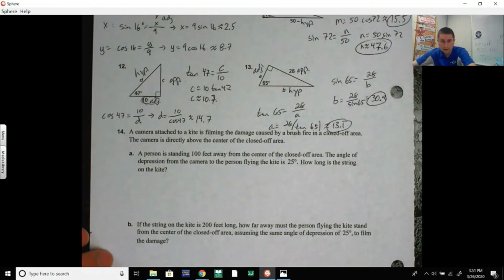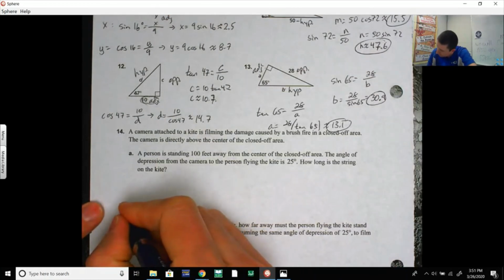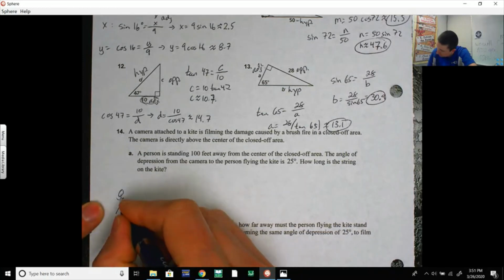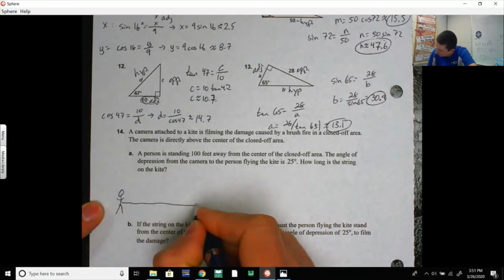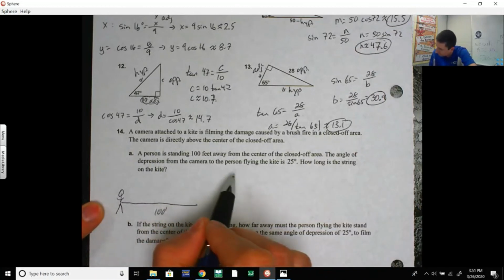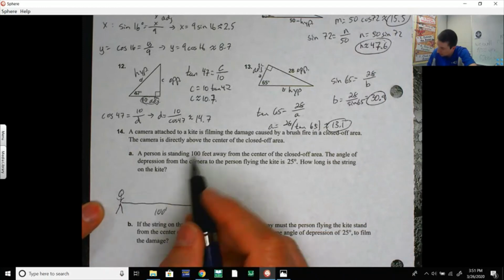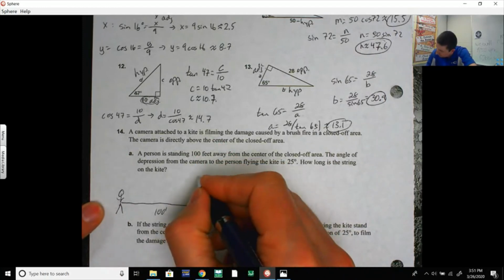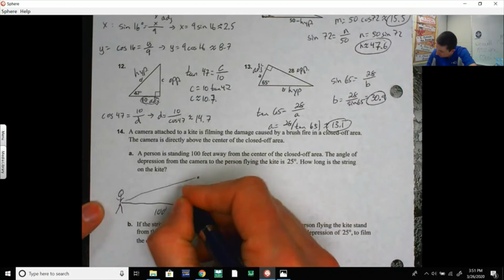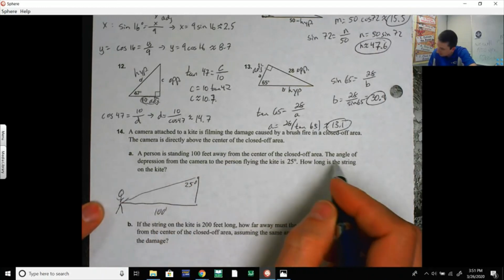Camera attached to a kite. So a person is standing 100 feet away from the center of the closed-off area. So here you are. Woohoo! And here's the center, and that's 100 feet. The angle of depression from the camera is 25 degrees. So that's this one up here, 25 degrees. How long is this string on the kite?